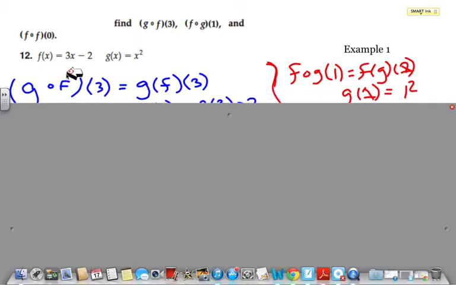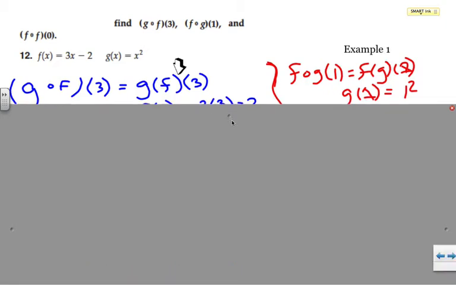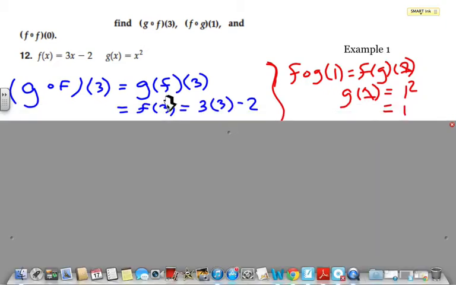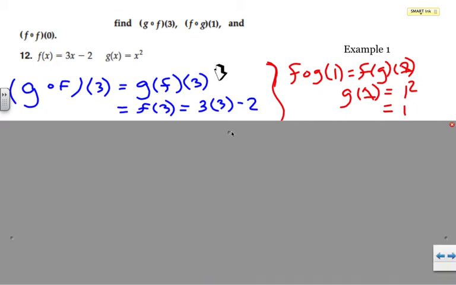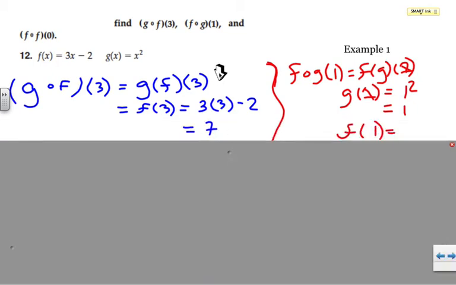So what this means is it's g of f of 3, and I like to write it this way because it makes it a little easier for me to see. What I'm going to do first is find the function inside first. This is working inside out. So I'm going to find f of 3 first, by plugging 3 into my f function. So it's 3 times 3 minus 2. So f of 3 is 7.